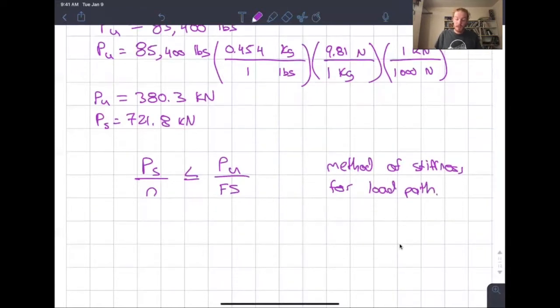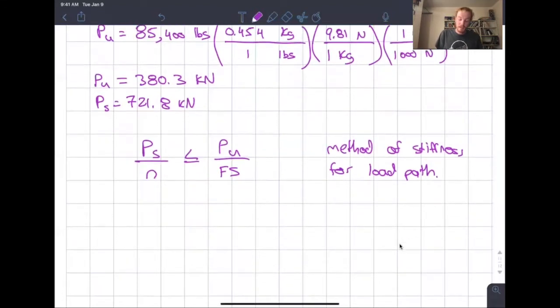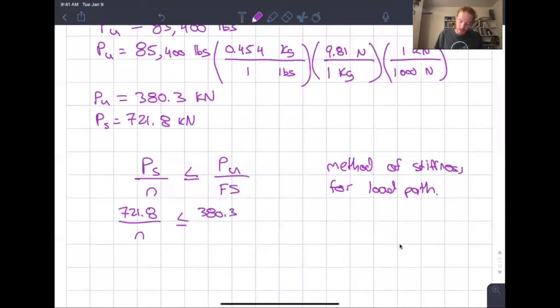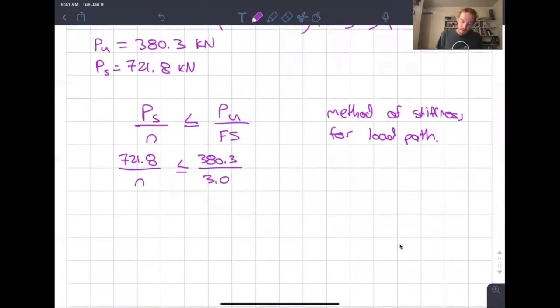Okay, so now let's plug in all of our numbers here and solve for n. So P sub S was 721.8 divided by n needs to be less than or equal to 380.3 divided by our factor of safety, which is 3.0. And if you solve for n, we get that n needs to be greater than or equal to 5.69, and our units all cancel out here, right? This was kilonewtons, and that's unitless. So our number of cables is also unitless. So it needs to be greater than 5.69.